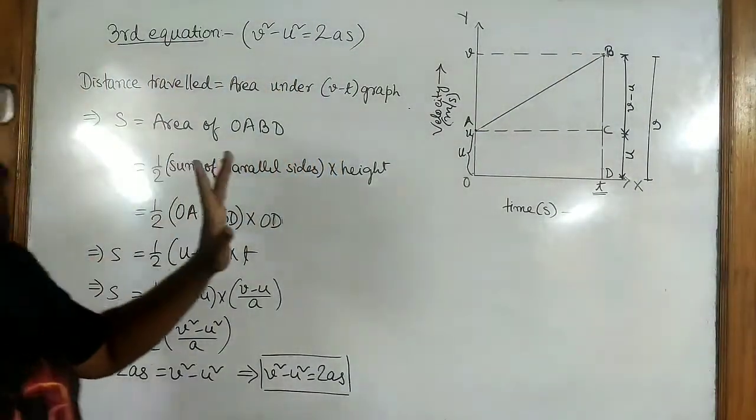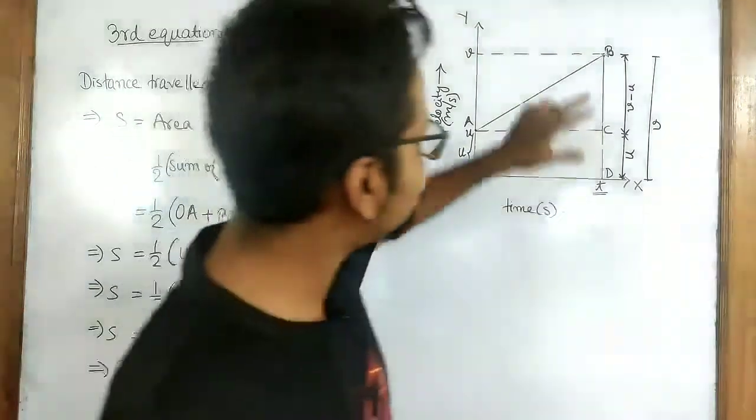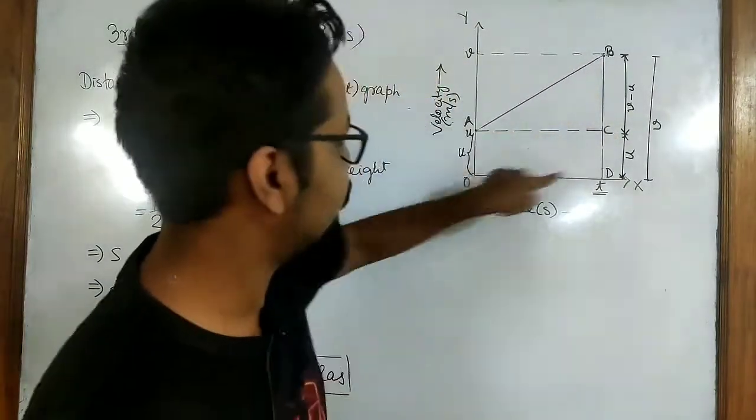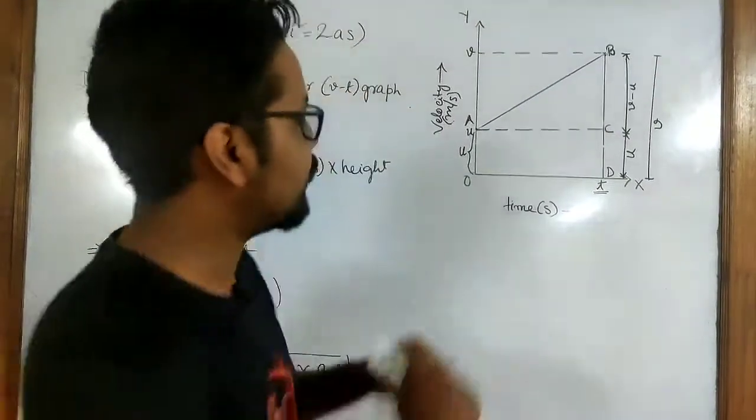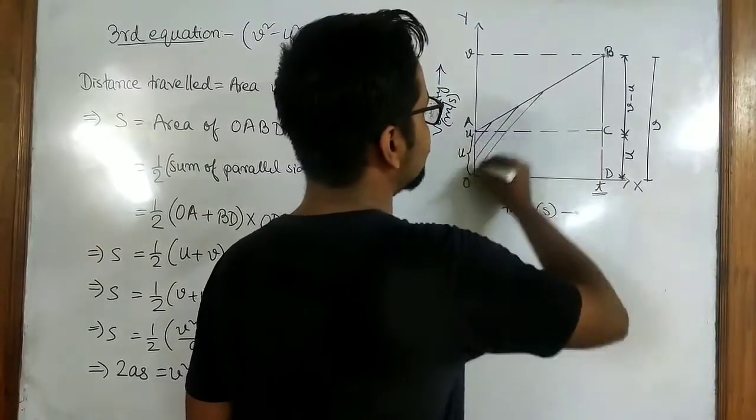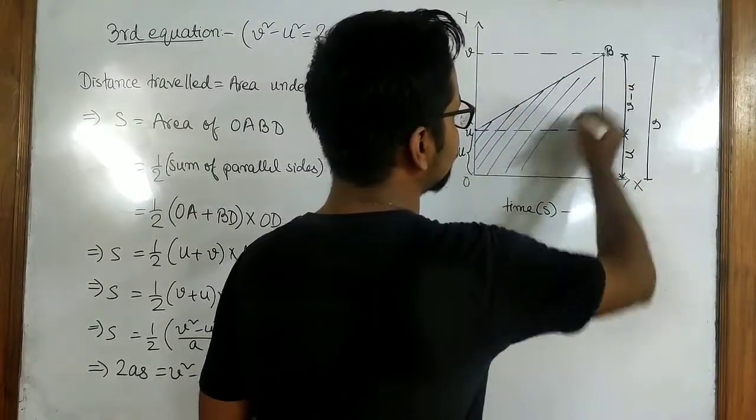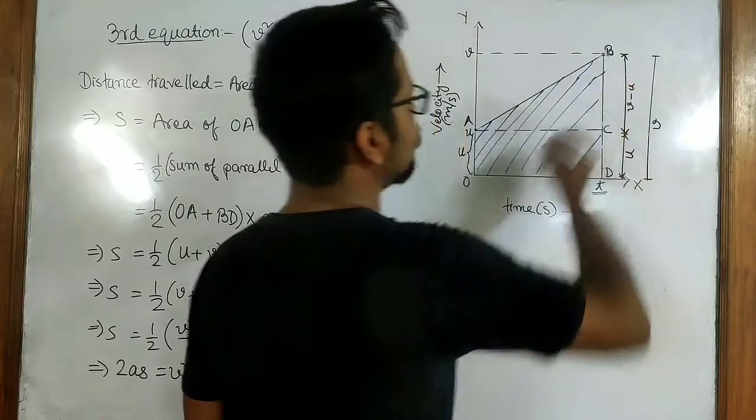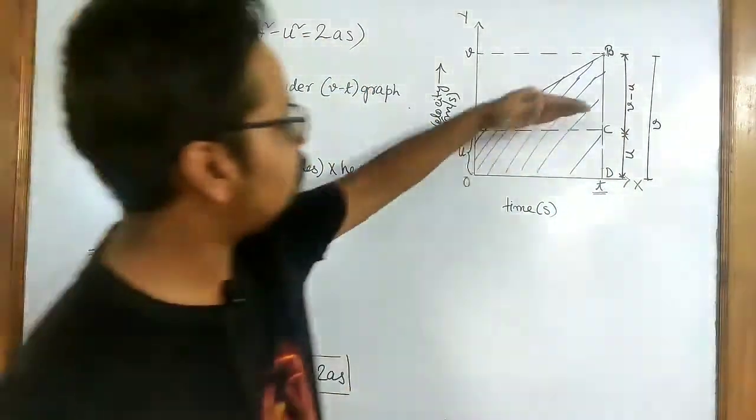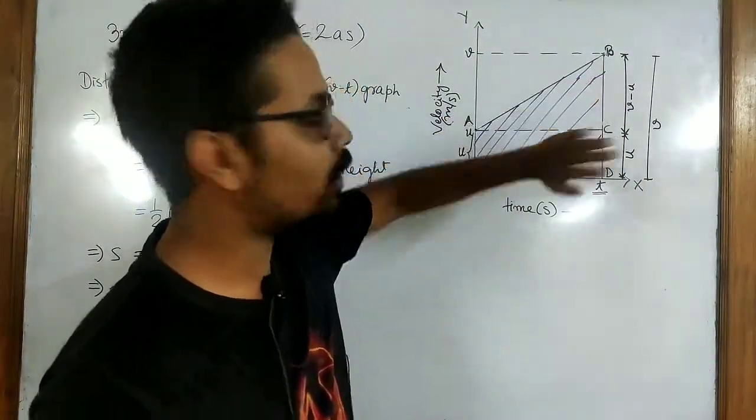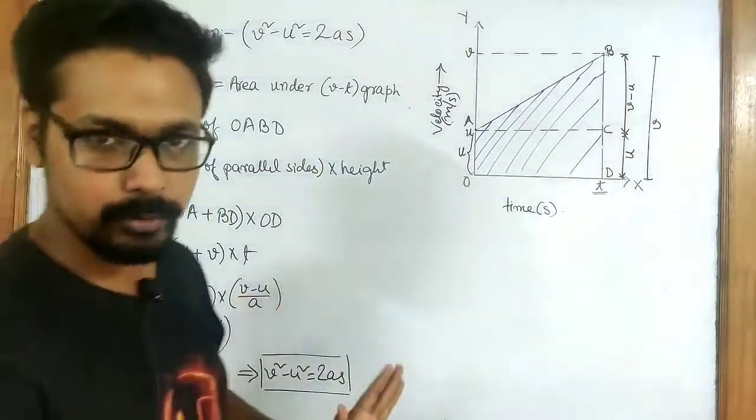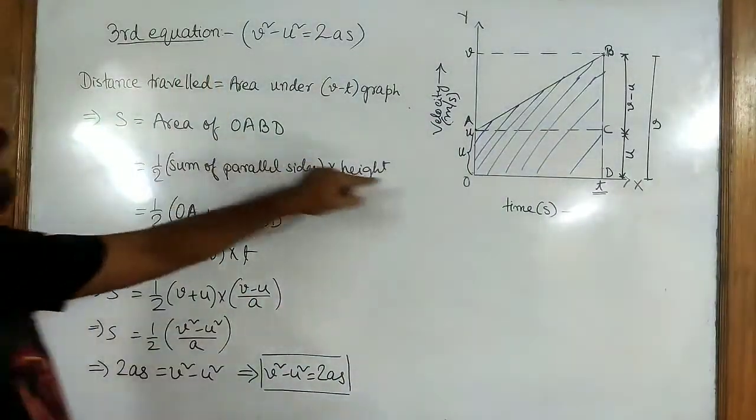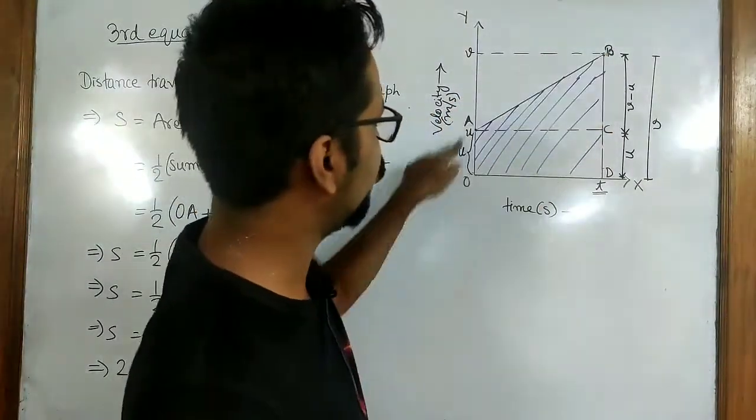This time what we are going to do, earlier we had split this whole thing. This is the area under the graph. This blue region, again let me mark it. This blue region is the area under the graph. This whole thing. So earlier what I did, I had split it into two parts, one triangle and one rectangle. This time we are not going to split. We have written area of OABD, this whole thing. Okay.